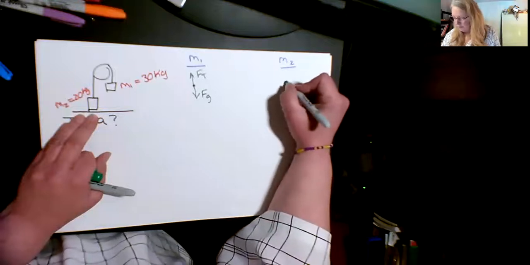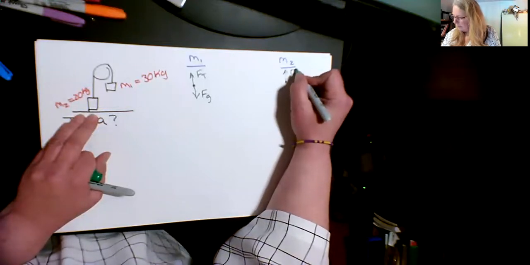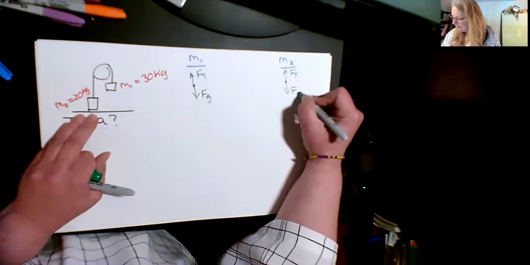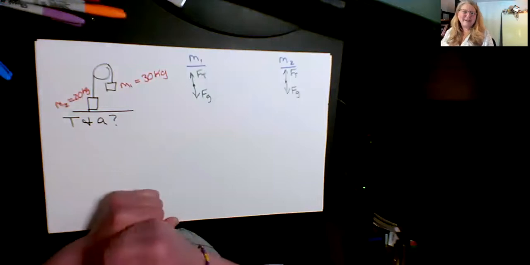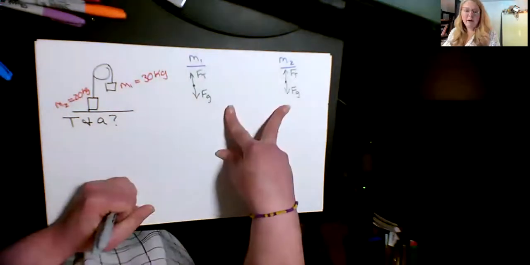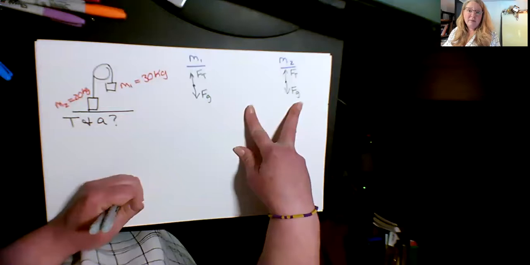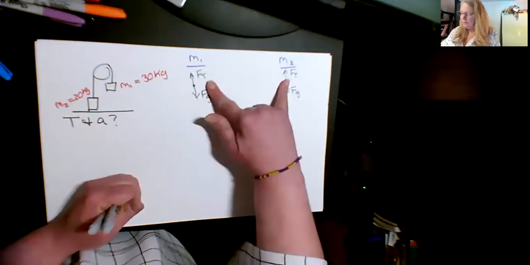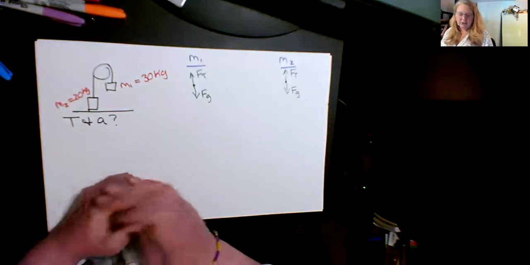So for mass 2, let's see, what do I have? I have the force of tension up and the force of gravity down. So on the surface, this looks like exactly the same free body diagram. I need to remind myself that these two force of gravities, they're different because they have different masses. The force of tensions are the same, but what about the direction of acceleration?